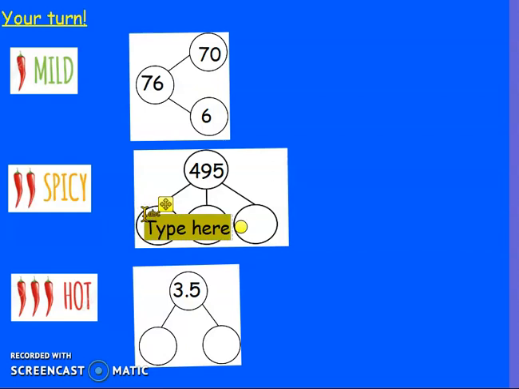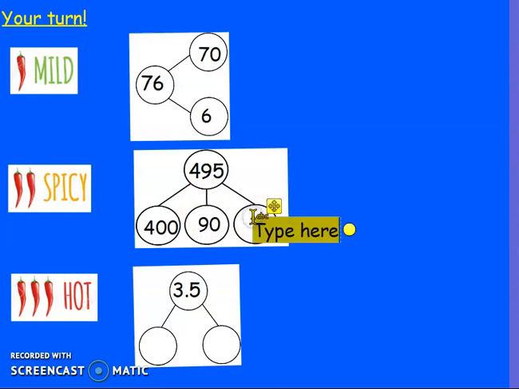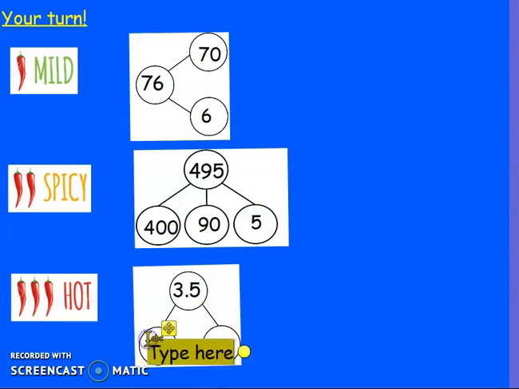495, partitioned with 4 hundreds, 9 tens, and 5 ones. Well done, give yourself a tick if you got that right. Hot challenge. Oh, we've got that decimal number again. 3 ones and 0.5. Fantastic work. Give yourself a mark if you got those right. I think we've got our brains warmed up, ready to start our new learning.